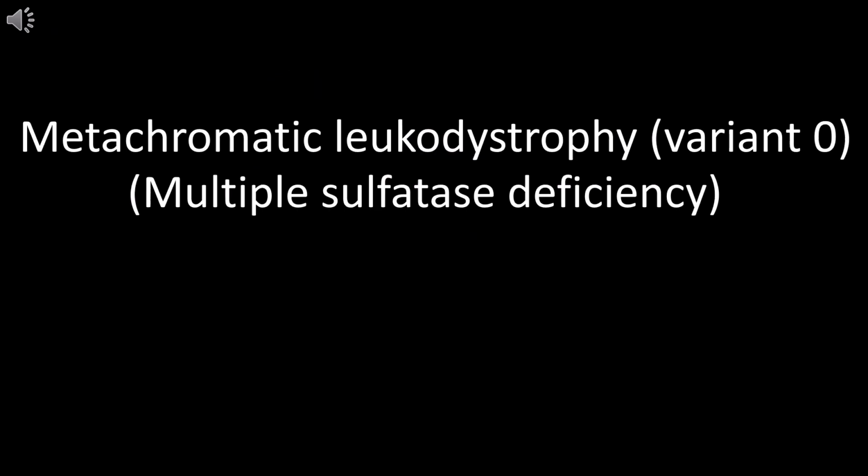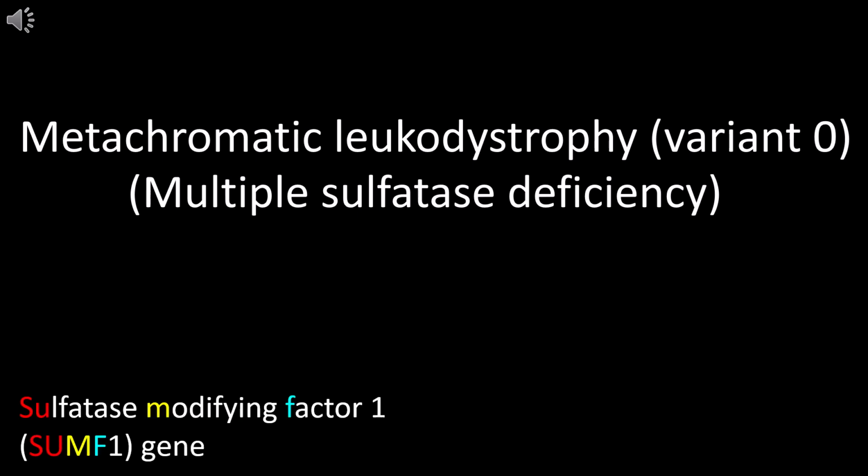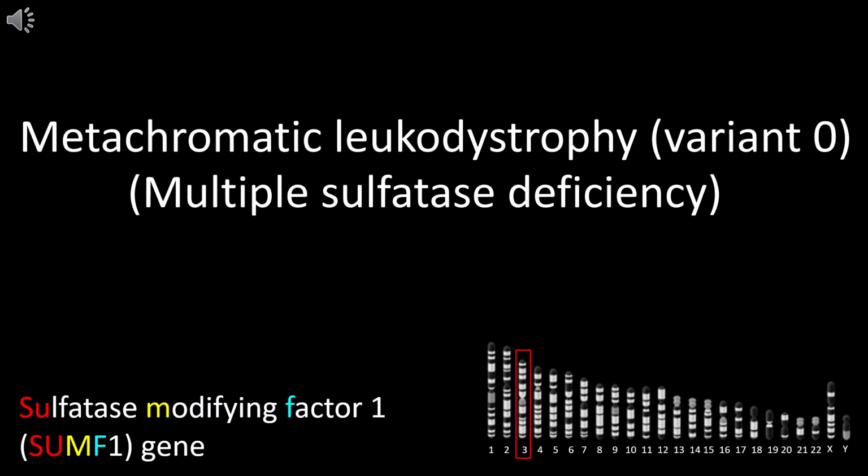Footnote: now, I will address the third condition associated with low sulfatase activity. Multiple sulfatase deficiency is often called metachromatic leukodystrophy variant 0. This autosomal recessive condition is due to a mutation in the SUMF1 gene, located on chromosome 3. The SUMF1 gene produces the formylglycine-generating enzyme. This enzyme's activity is necessary for the activation of all sulfatases, including arylsulfatase A.